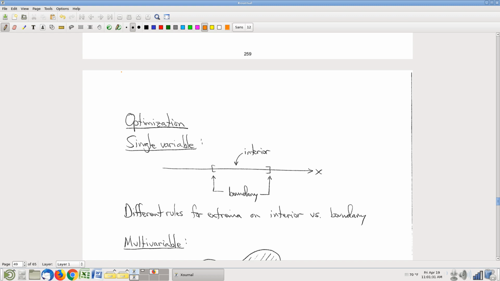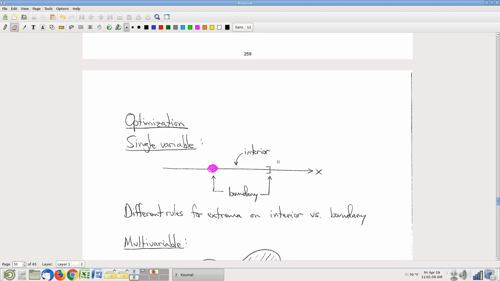First, a flashback to Calc 1, right? You remember Calc 1 optimization. You have to check the interior. We have this whole process for how to check the interior, but then you always have to check your endpoints, right? That's one of the rules. Once you're done with all your interior work, don't forget to check your endpoints. Those endpoints are the boundary of this domain interval.